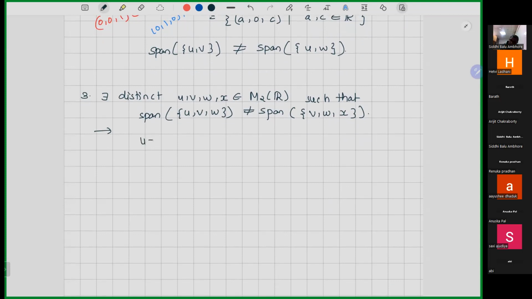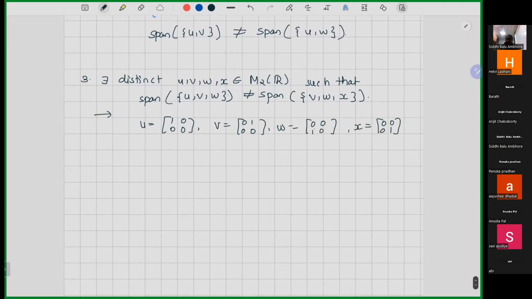What we will do is, as Hetvi suggested, we can choose such kind of element: V to be 0100, W to be 0010 and X to be 0001. Okay, now in that case, when we take span of U, V, W, then it is span of aU + bV + cW such that a, b, c in R.